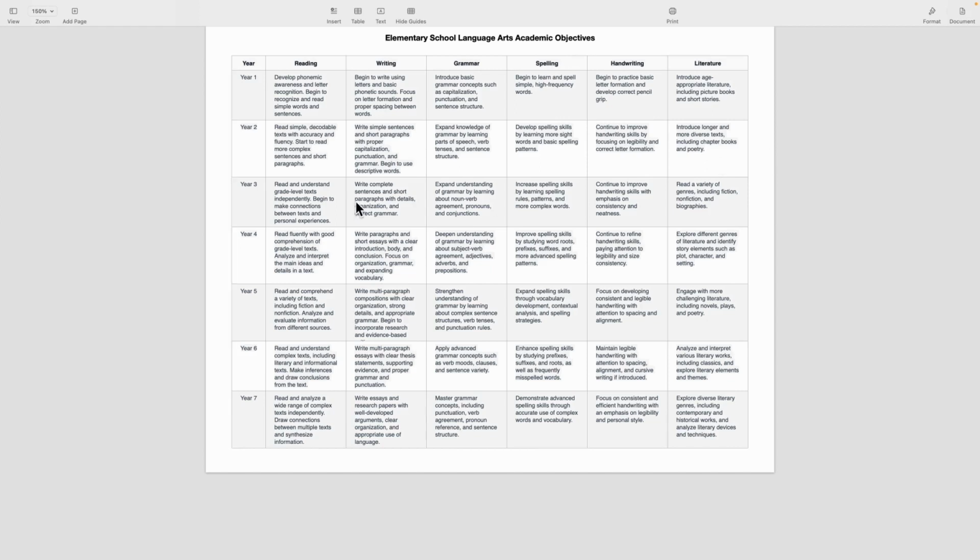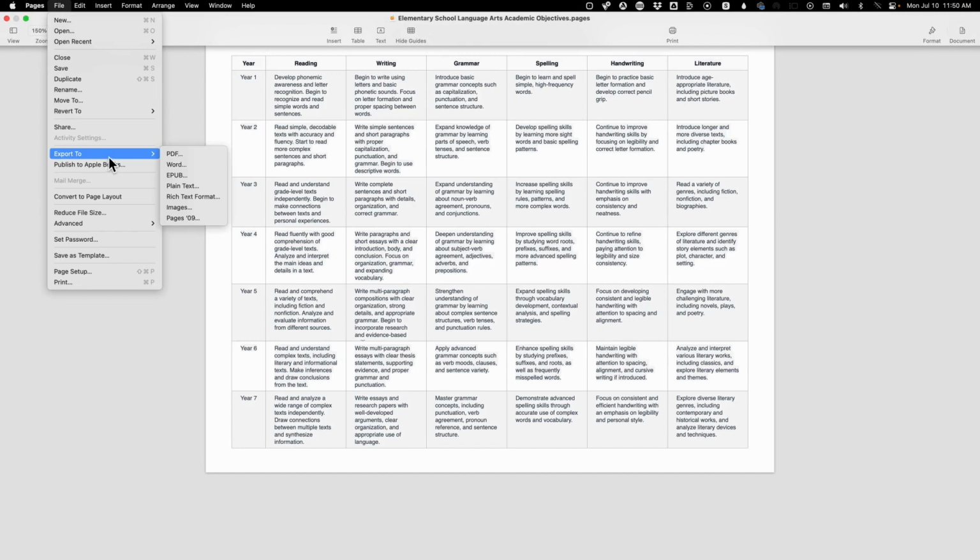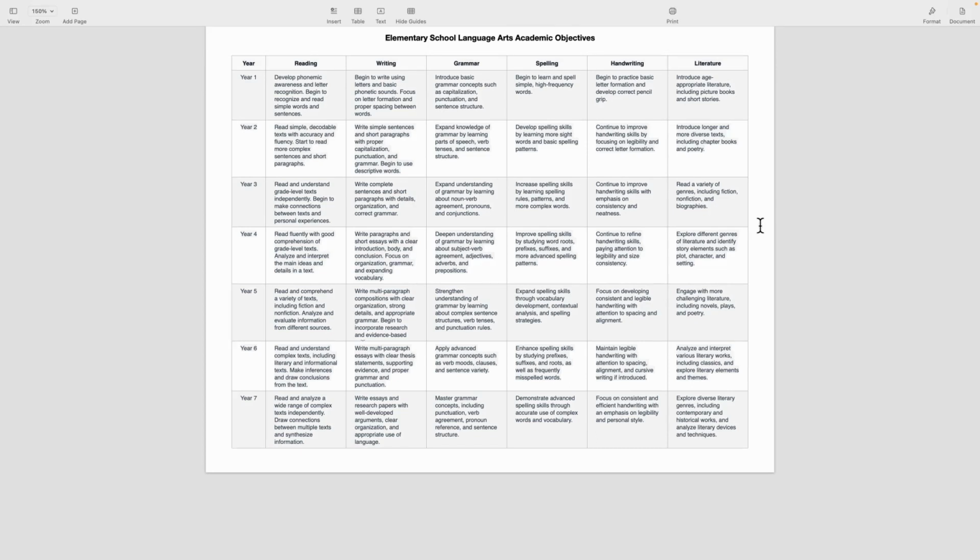I could have also changed the prompt to give me objectives for kindergarten through 8th grade maybe, so I cover elementary and middle school. But I'm happy with this for right now. And then I just exported it to PDF so that I could import it into GoodNotes. I would also go back and double check with other sources to make sure that this is good.